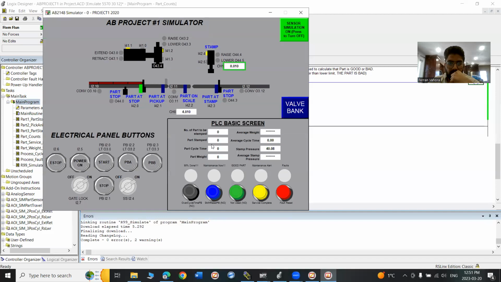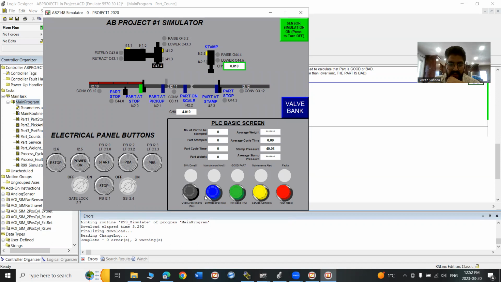I have taken here the parts stamped, part cycle time, that is how many parts are produced, part weight, when the part is on the weight scale, what will be the weight of that part, average weight, what will be the average weight of the total parts, average cycle time, what is the average cycle time of a part being produced, and stamp pressure, when the cylinder is lowered to stamp the part, what is the pressure of the stamp. So first of all, here if there is a 40 psi pressure at 0 volt, and at 4 ampere the part weight is 0. And here I have calculated the average temperature.